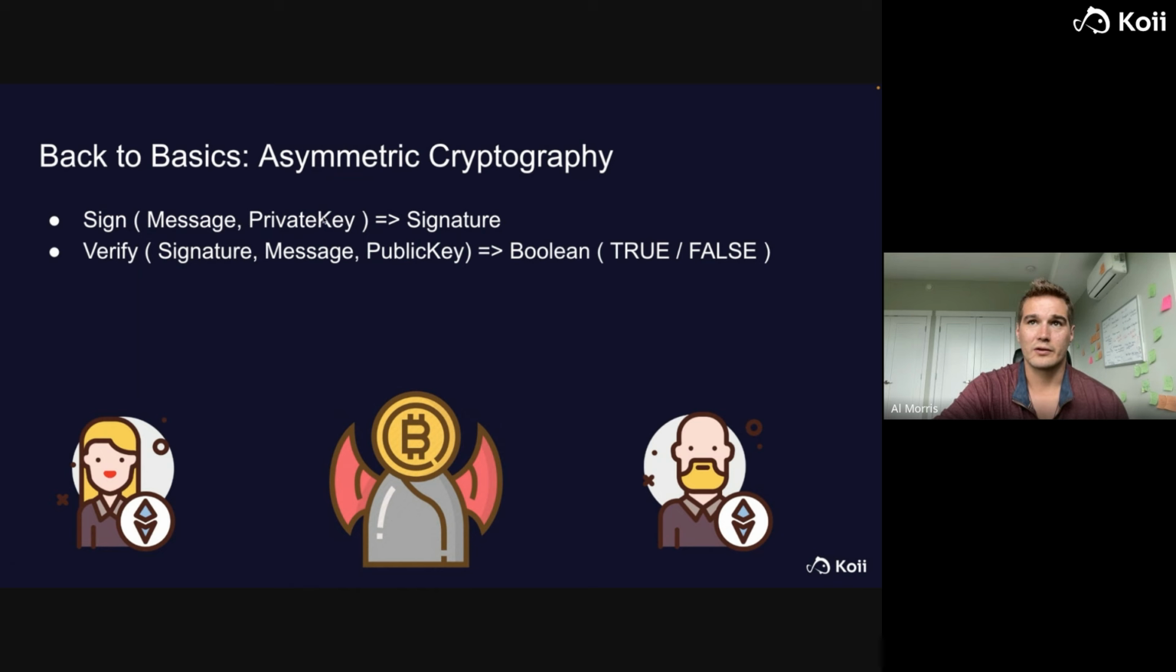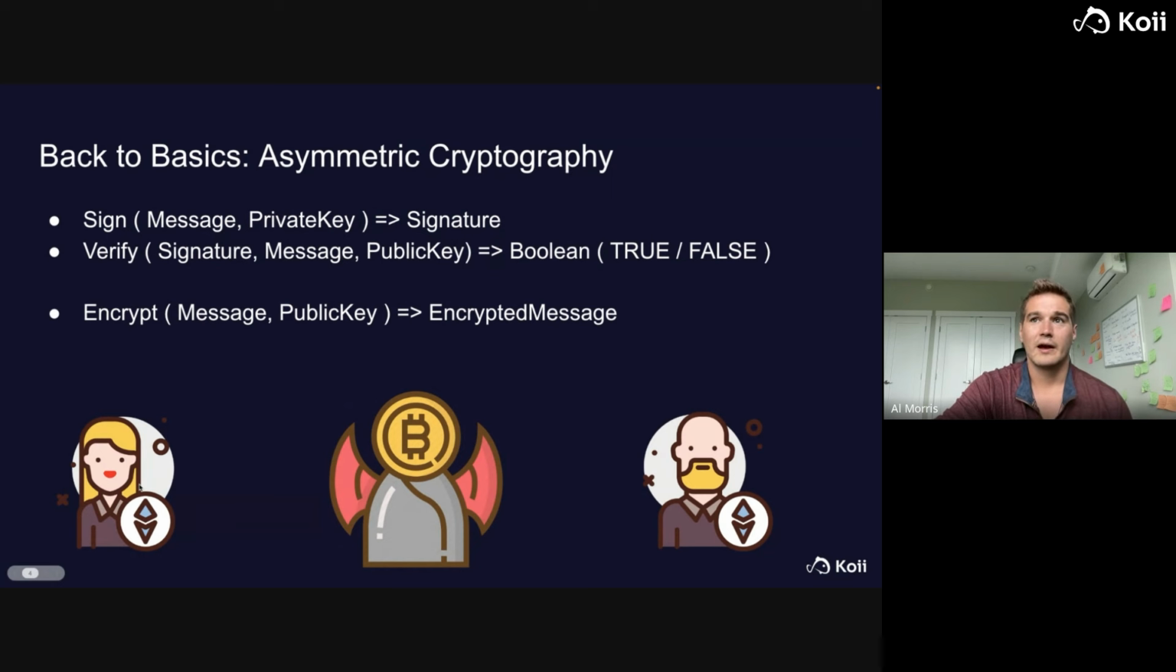So she takes her message and her private key, and she never has to send her private key out to the world, but we can take her signature and her public key and verify that the signature on the message is correct, which gives you a true or false. So then Bob can be sure that he's talking to Alice. At the same time, we're also able to encrypt things, which is you can take a message and a public key, and then Alice can encrypt something that only Bob can read. Even if the Bitcoin vampire gets his hands on it, he can't actually take that message and read it.